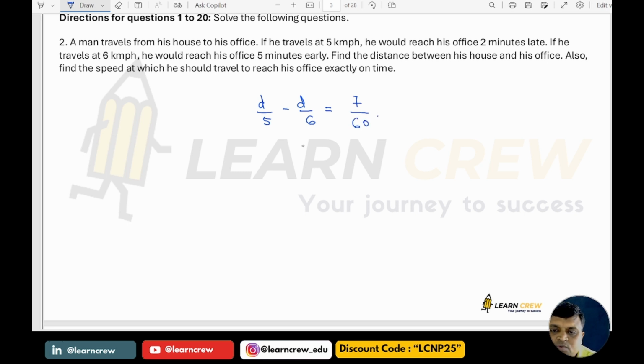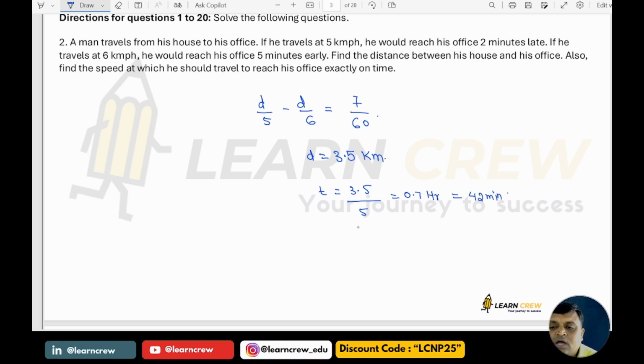So from this what you get? 6d minus 5d, d by 30. So d is equal to 7 by 2. 7 by 2 means 3.5. Thereby the distance is 3.5 kilometer. And time taken to cover this 3.5 kilometer at a speed of 5 kilometer per hour, time is equal to 0.7 hour. 0.7 hour means 0.7 into 60 minutes, which is 42 minutes.